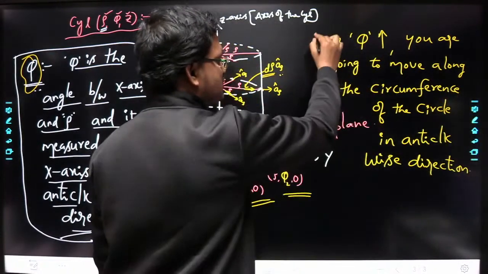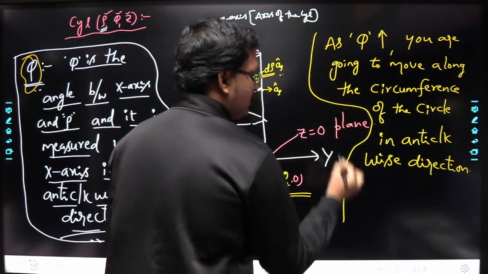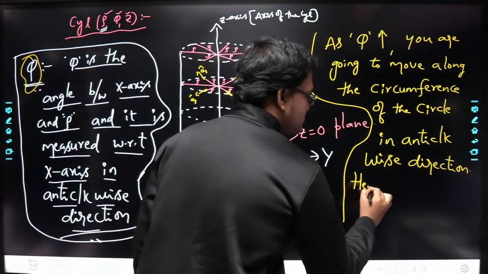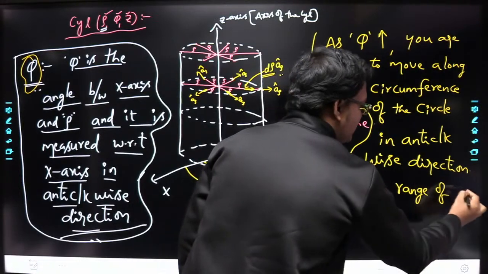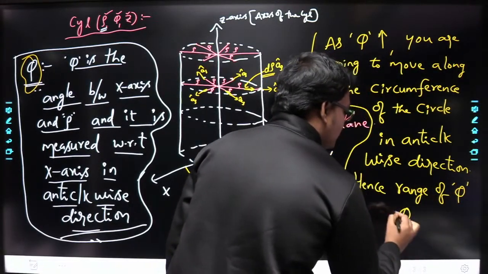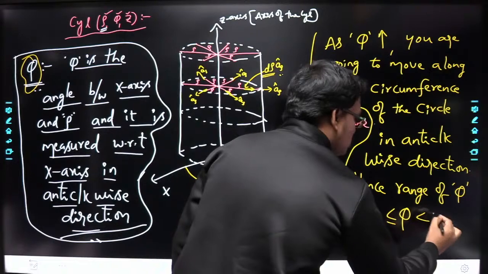Understood? And hence what is the range of phi here? The range of phi is nothing but 0 to 2 pi.